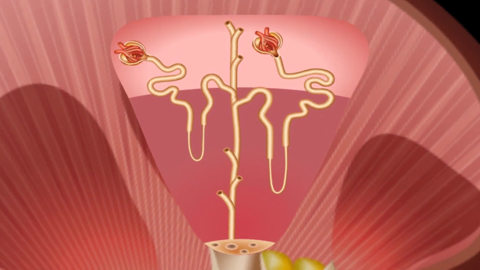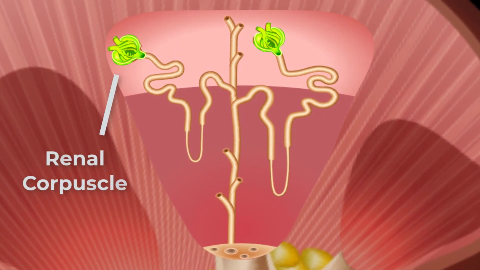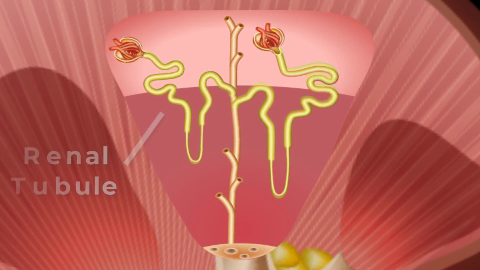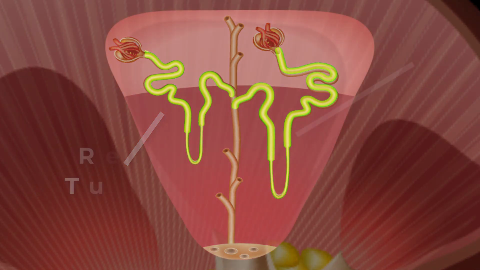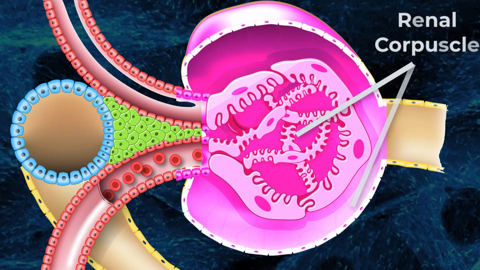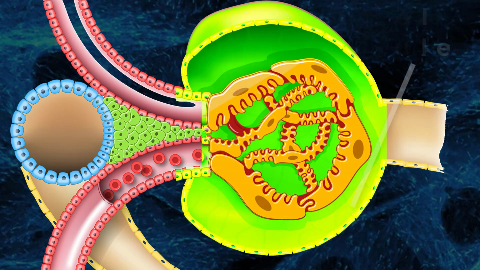Each nephron is composed of two principal parts: a renal corpuscle, which filters the blood plasma, and a long coiled renal tubule, which converts this filtrate into urine. The renal corpuscle consists of the glomerulus and a two-layered glomerular capsule.